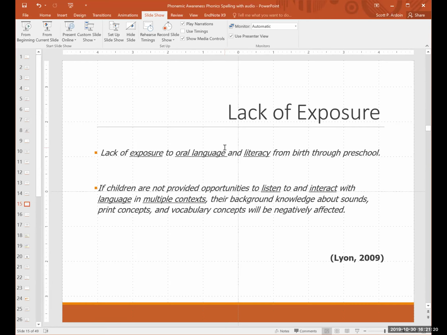So if you're just hearing a greater number of words, if words are being pronounced clearly and understandably, that better exposure to oral language is going to help develop individuals' phonemic awareness skills and just their oral language skills in general.